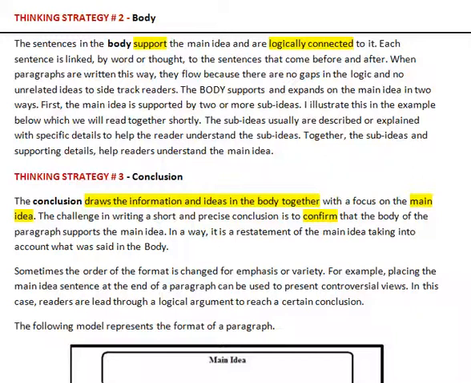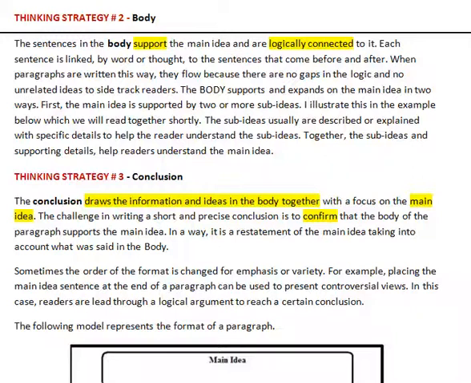Thinking strategy number 2, body. The sentences in the body support the main idea and are logically connected to it. Each sentence is linked by word or thought to the sentences that come before and after. When paragraphs are written this way, they flow because there are no gaps in the logic and no unrelated ideas to sidetrack readers. The body supports and expands on the main idea in 2 ways.